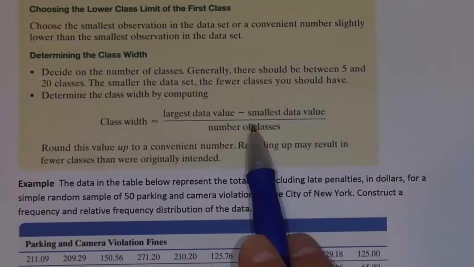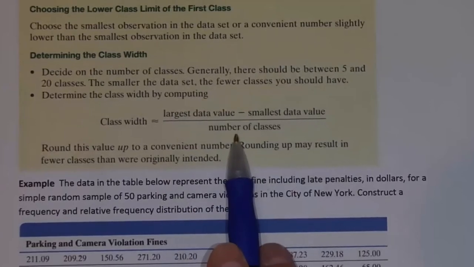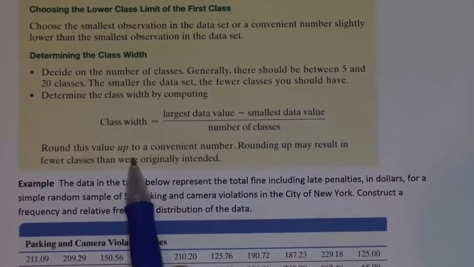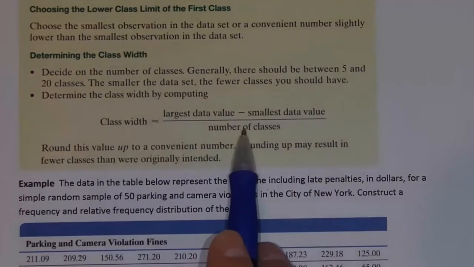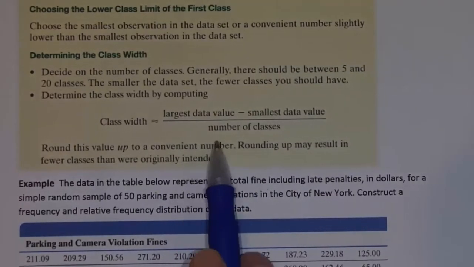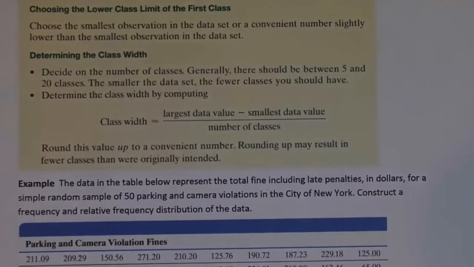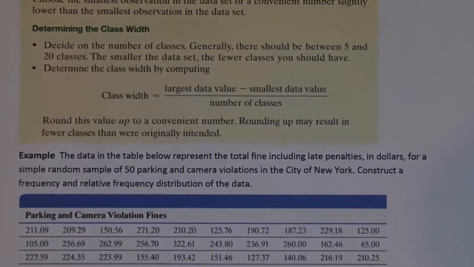So you might say you want 10 classes, but when you do this and round up, you might actually only get 9. We generally don't want to round down. If you round down, you could end up with more classes than you set out for. So if I rounded down, I might end up with 11 classes instead of 10, which wouldn't be the end of the world, but usually we round up instead of down.